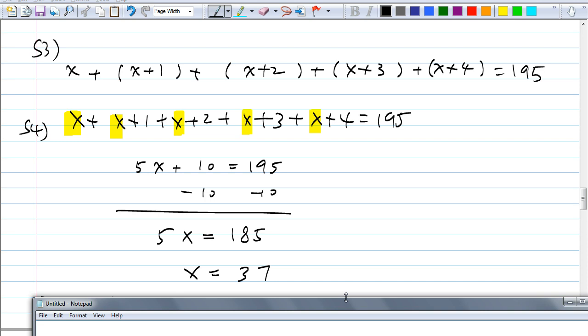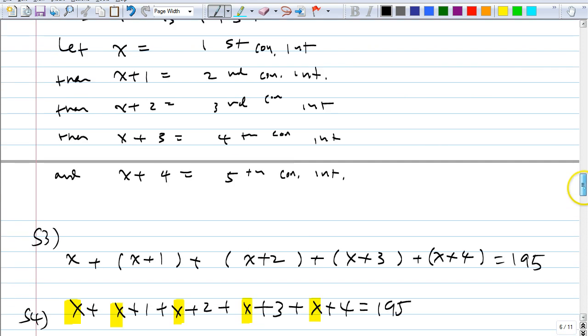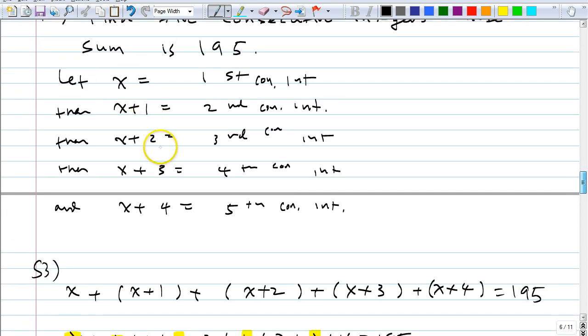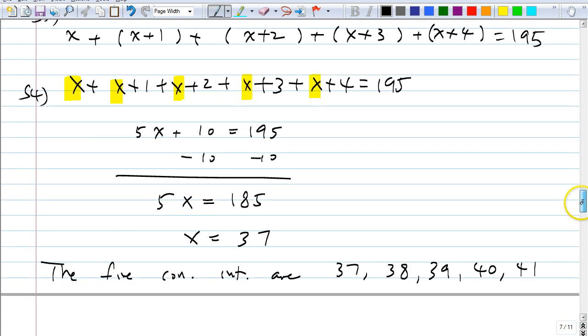So I know the first one. Can you figure out the second one? What's the second one? 38. How do you know that? Because, raise your hand, what kind of numbers are these? Consecutive integers. And you know how we declare our variable? If you know x, right here, you just keep adding 1 to it, right? So we got the first number as 37, what's the second number? 38. Then there's going to be 39, 40, and 41. And there it is, okay?